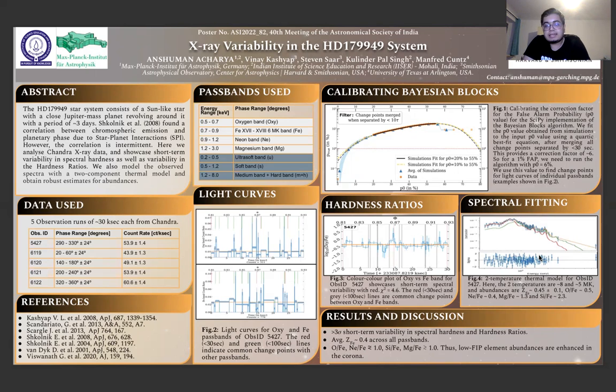And here we obtained abundances which are consistent across all these observation runs. And we also got abundance ratios which indicated that we could observe the FIP effect in the system. That is, the low-FIP element abundances were enhanced in the corona. The next step of spectral fitting is to obtain the flux parameters, using which we can explore the periodicities at the scale of the period of the planet, which is what we plan to do next.